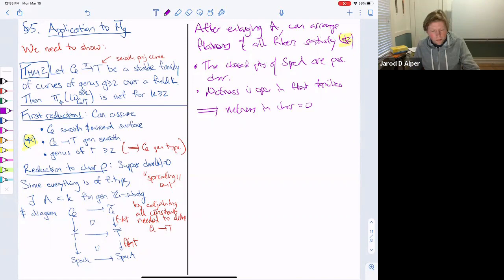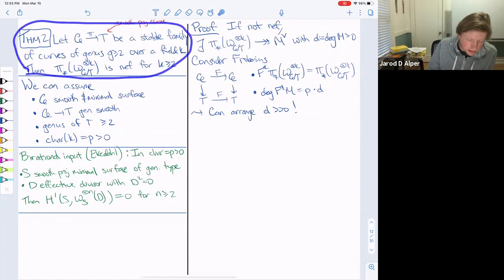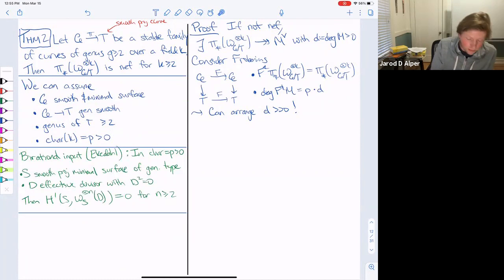Okay, so the last thing we need to show is as follows. We're after this Theorem 2. It's what we're trying to show. And now we've made the following reductions, the key one being that the characteristic is now p.